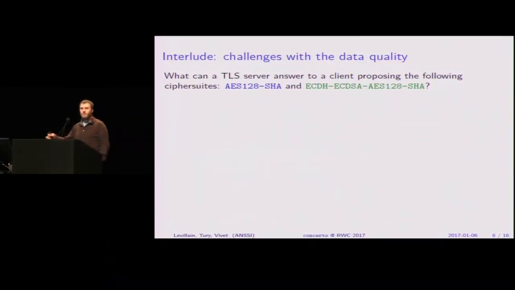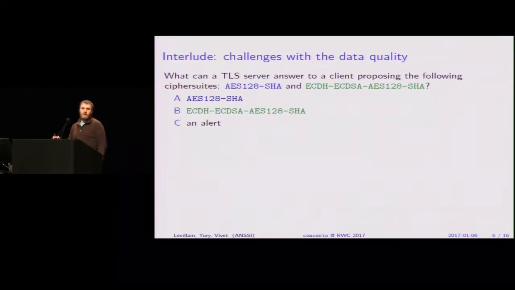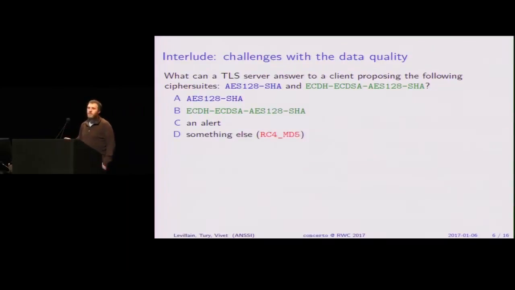Okay, and to look at the data, it's always interesting to know that SSL/TLS data is not always that clean. What you get from a measurement campaign can surprise you. And so if you send a client hello proposing two cipher suites, the blue one and the green one, you expect to get either the blue one, the green one, or an alert, which would mean that the server doesn't understand what you wanted to negotiate. But sometimes you find something else.